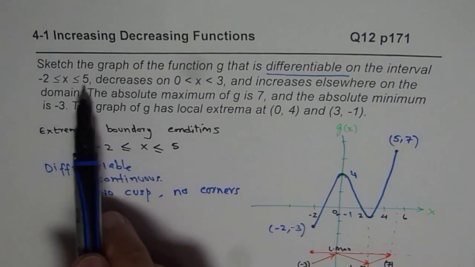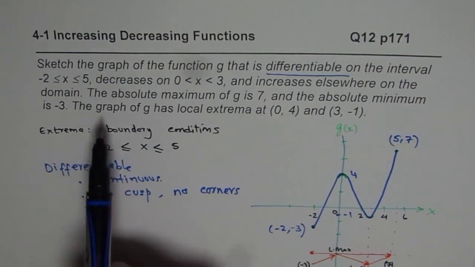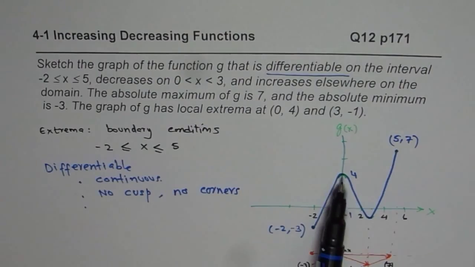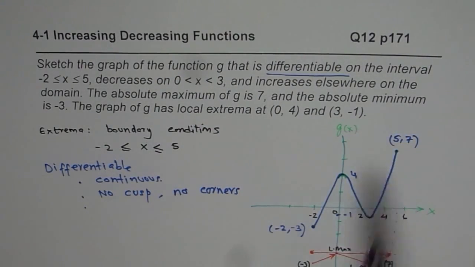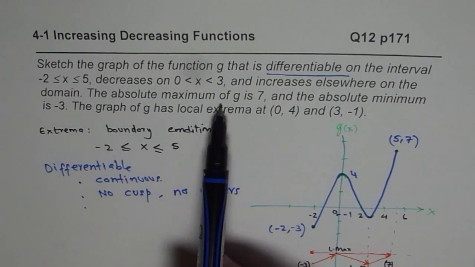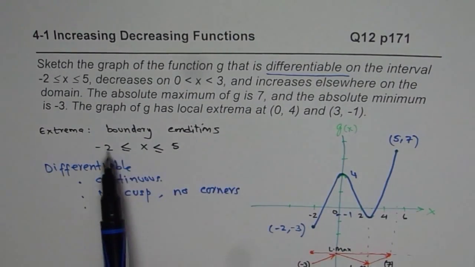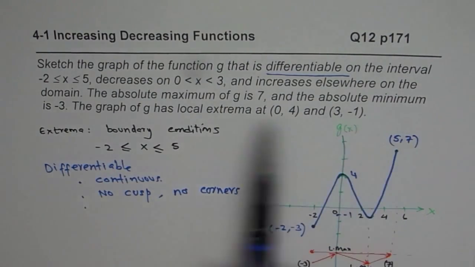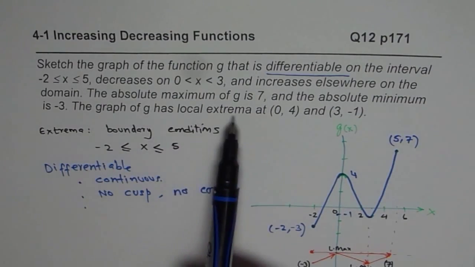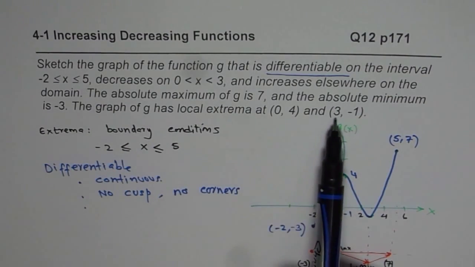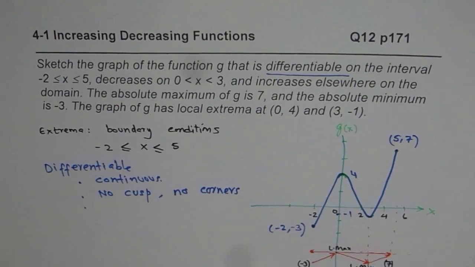In the interval -2 to 5. Decreasing from 0 to 3. Increasing elsewhere in the domain. Absolute maximum of g is 7, so that could be on the extreme points. And absolute minimum is -3, again at the extreme points, so we got them right. The graph of g has local extrema at (0, 4) and (3, -1). These are your local maximum and minimum values. So that is how you can confirm that this graph is absolutely correct. I hope that helps.